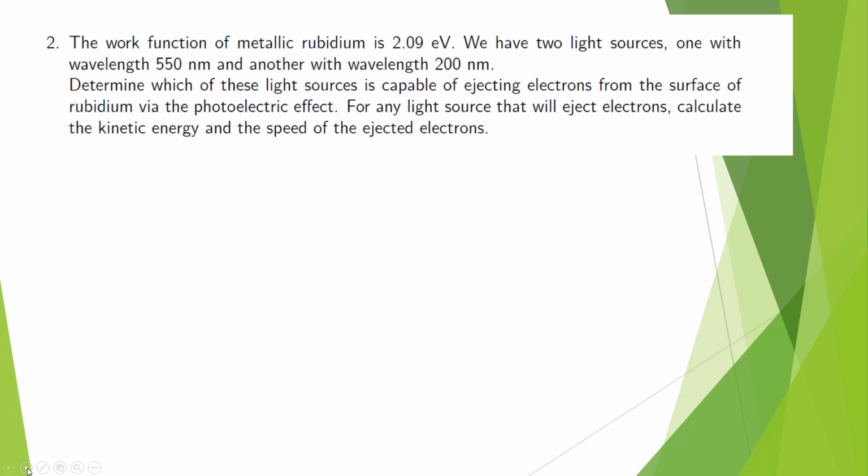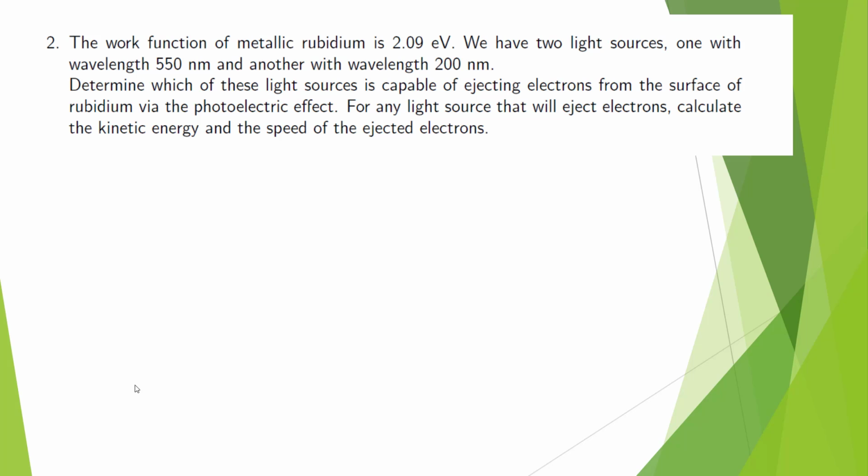The question reads as follows. The work function of metallic rubidium is 2.09 electron volts. We have two light sources, one with wavelength 550 nanometers, another with wavelength 200 nanometers. We are asked to determine which of these light sources is capable of ejecting electrons from the surface of rubidium via the photoelectric effect. And then, for the light sources that will eject electrons, to calculate the kinetic energy and the speed of the electrons.